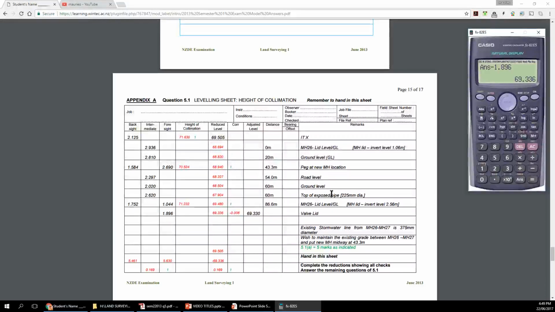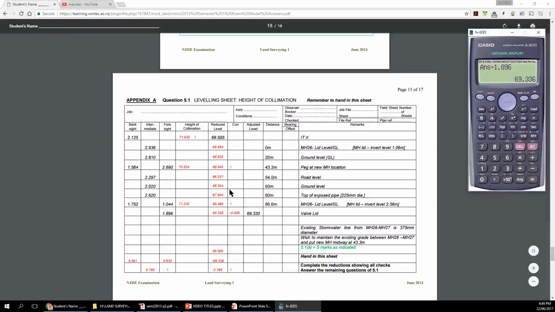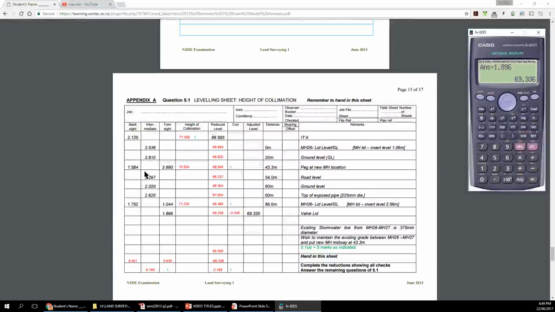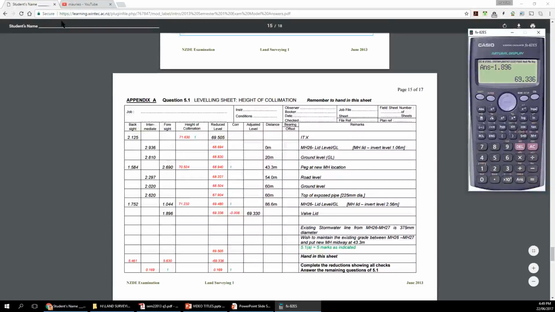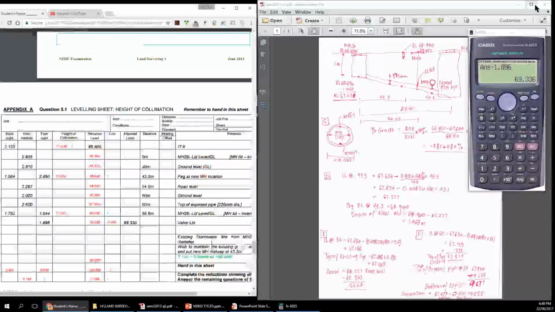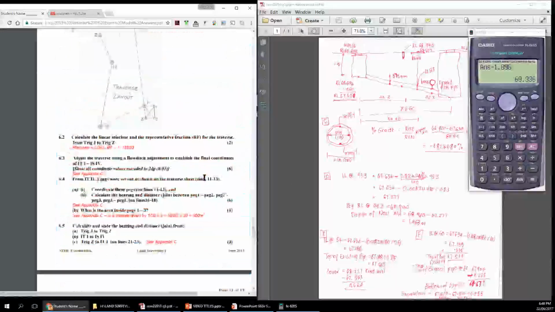All right, so that's that done there. Let's just have a little note here. So we've got a 6mm misclose there. We've got 3 back sights and 3 foresights. So that tells us there's been 3 setups. 3 back sights, 3 foresights, 3 setups. The number of intermediate shots is irrelevant. Okay, so let's just reduce this down and go back to the question now.